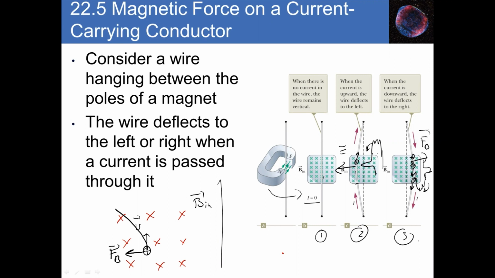Okay, so that's the idea of it. That's why you can see that the wire is actually bent toward the right. In case 2, the wire is bent toward the left because of the force acting due to this external magnetic field.